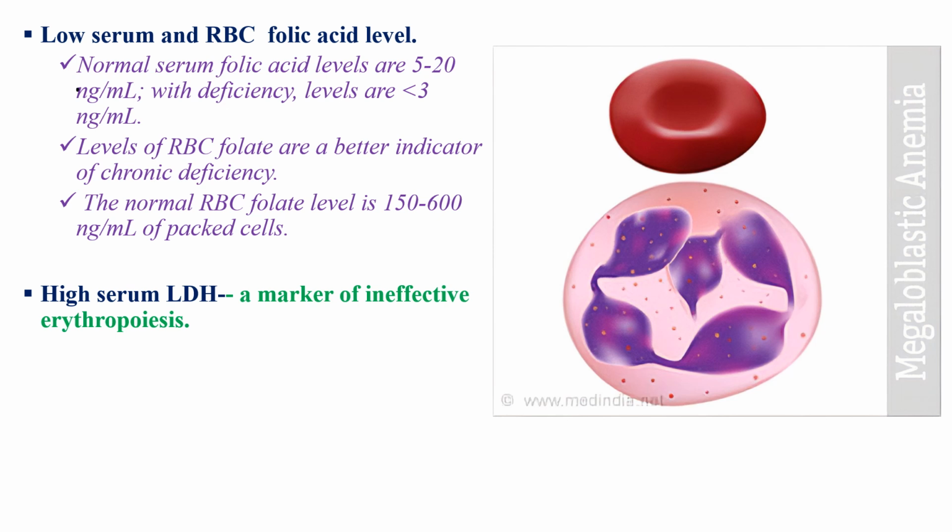high serum LDH, which is a marker of ineffective erythropoiesis. The normal serum folic acid levels are from 5 to 20 nanograms per ml. With deficiency, levels are less than 3. Levels of RBC folate are a better indicator of chronic deficiency.